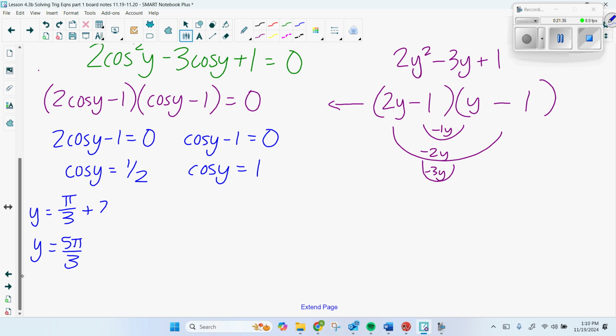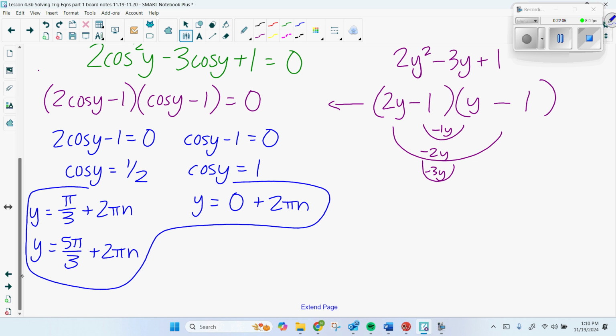And if I'm doing the general solution, I'm still doing plus 2 pi n, because the period of this function right here is 2 pi. Where does cosine equal positive 1? 0 or 2 pi? Yeah. You'd only have to write one of them since they land in the same spot. So you could write 0 plus 2 pi n, or you could write 2 pi plus 2 pi n. So here's all the solutions.